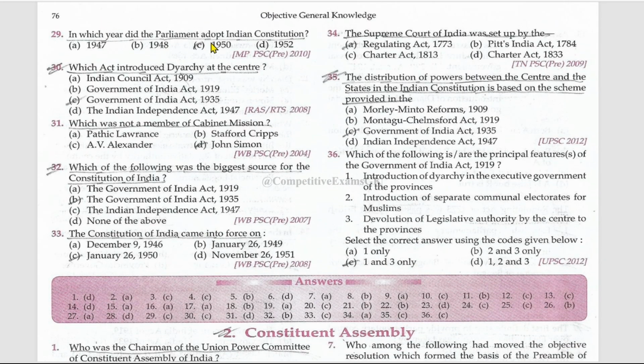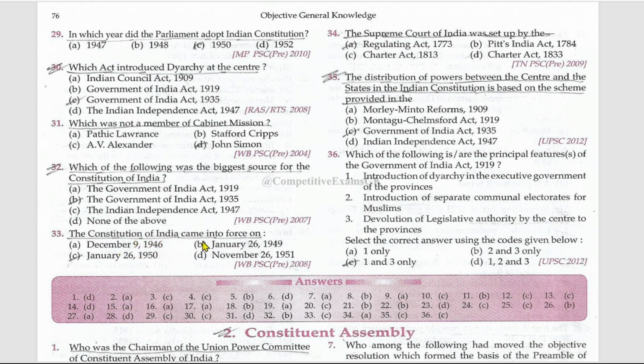In which year did the Parliament adopt the Indian Constitution? In 1950. Which act introduced diarchy at the centre? Government of India Act 1935. Which was not a member of the Cabinet Mission? John Simon. Which of the following was the biggest source for the Constitution of India? The Government of India Act 1935.